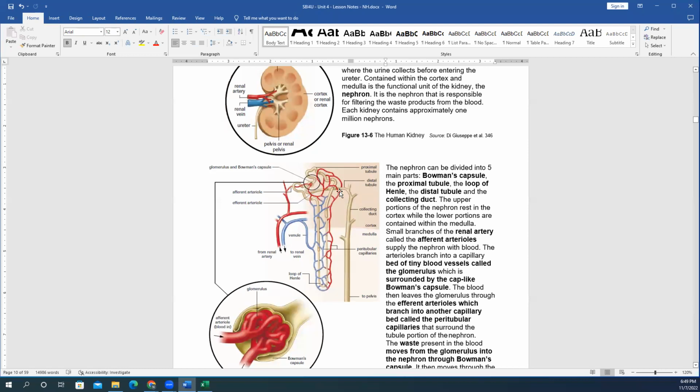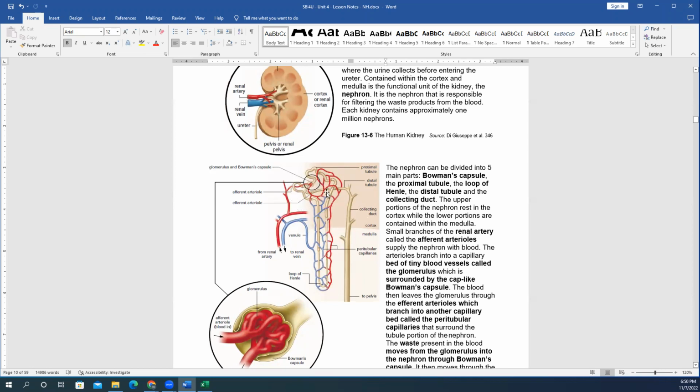tubules, which finally lead into the collecting duct, and the collecting duct finally goes down to the pelvis and these larger ducts here, which then eventually drain and join the ureters. So this upper portion of the nephron is in the cortex, as I said, while the rest of it down here is the part that is within the medulla. And then you have these very small branches of the renal artery.